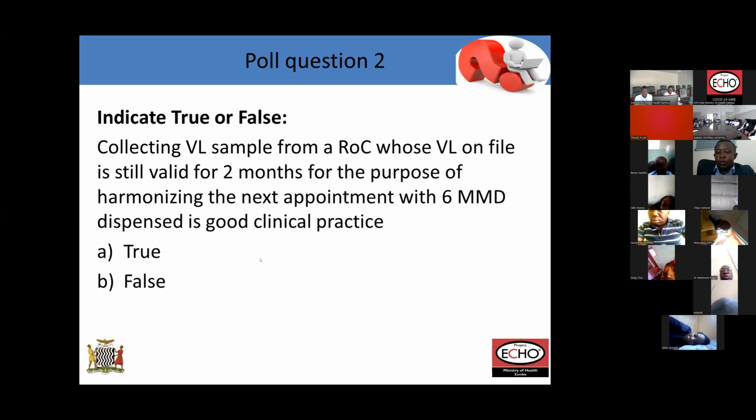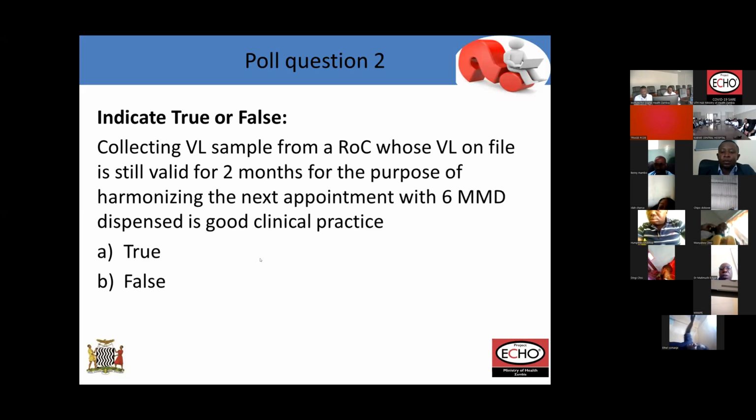So we will keep this on for a few seconds. This is a very straightforward question, and we would really like to know what your thoughts are regarding this particular question. Collecting a viral load sample from a recipient of care whose viral load on file is still valid for 6 months, for the purpose of harmonizing the next appointment with 6-month multi-month dispensation, is good clinical practice. Is this true or is this false?